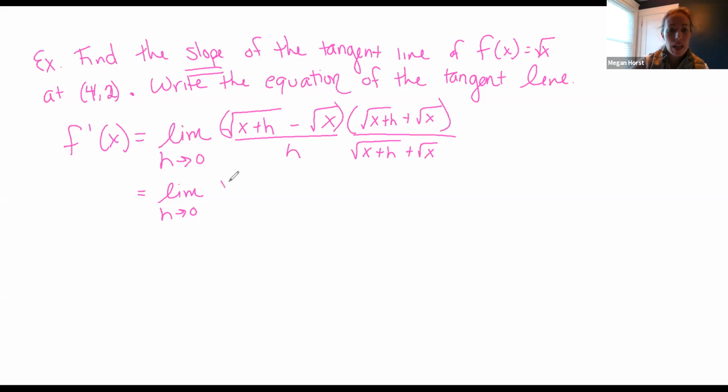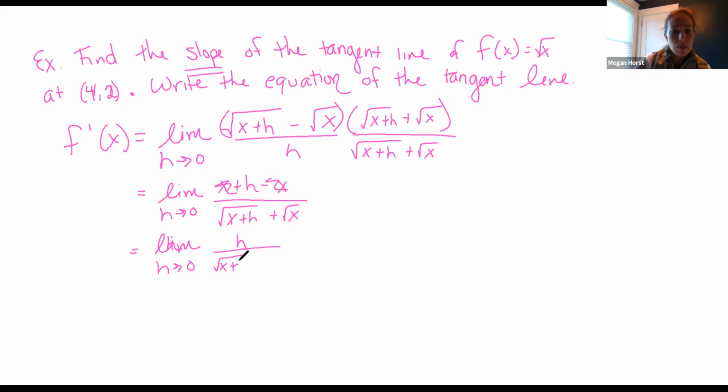All right, I'm going to get x plus h subtract x, all over the square root of x plus h plus the square root of x. That's going to now give me h, because these cancel out. Oh, sorry, the limit as h goes to 0 of h over the square root of x plus h plus the square root of x. What did I do wrong? Oh, I dropped my h. There we go.